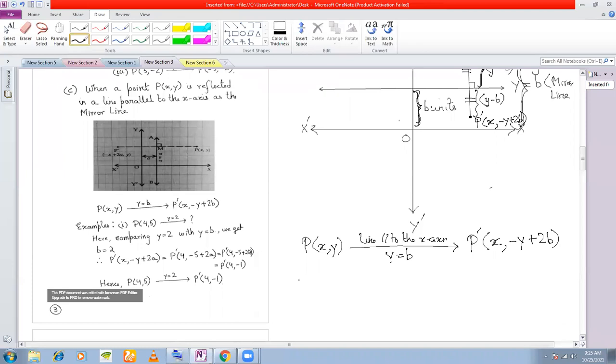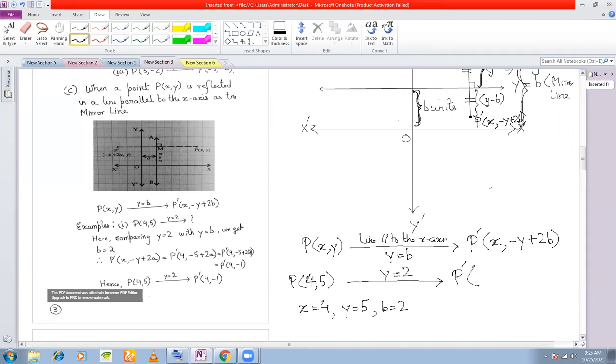let's see an example. P(4, 5), I give you this point, and I give you a straight line, y is equal to 2. You want to reflect this P(4, 5) in the line y is equal to 2. So what is x here? X here is 4, y here is 5, right? And what is b here? B here is 2.